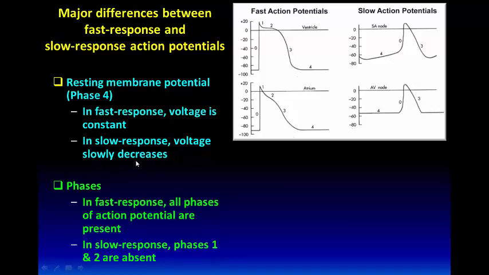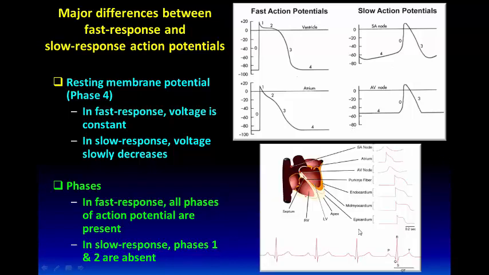The other major difference is in the phases of the action potential. In fast action potentials, we have all phases of the action potential: the rapid depolarization, phase 0, phase 1, 2, 3, and 4. Whereas in the slow action potentials, phases 1 and 2 are absent. So these are the action potentials which are recorded from the different parts of the heart.